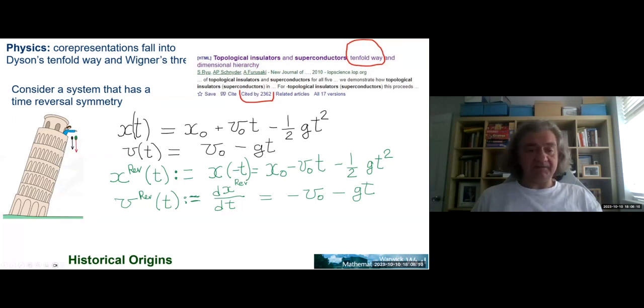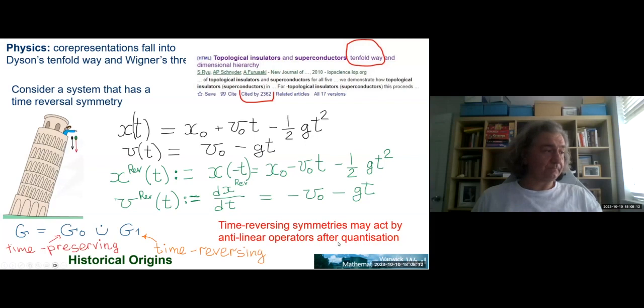And when you quantize such a system, then time reversing symmetries may act by antilinear operations after quantization. And that's what these co-representations are. So essentially your symmetry group has two cosets, a time-preserving coset and a time-reversing coset. And in quantization, G0 acts by linear operators, G1 acts by antilinear operators. And this is exactly A theory in our terminology.